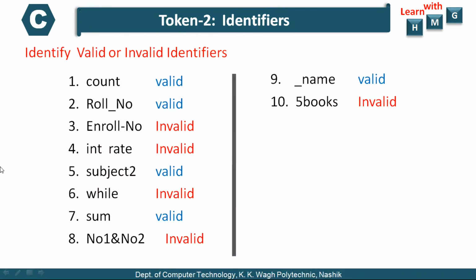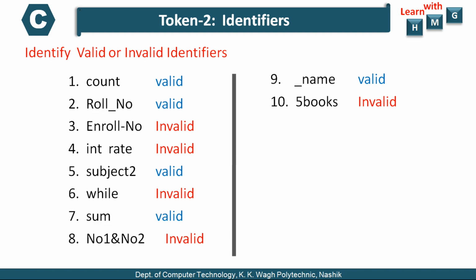Let us look at some examples whether these identifiers are valid or invalid. First is count. All characters are valid. Roll underscore no, valid characters. Enroll dash no, here dash is not allowed, that's why it is an invalid identifier. Anti-space rate, space is not allowed, it is invalid. Subject 2, it is valid. While is a keyword, so hence it is not valid. Sum, allowed, it is a valid identifier.